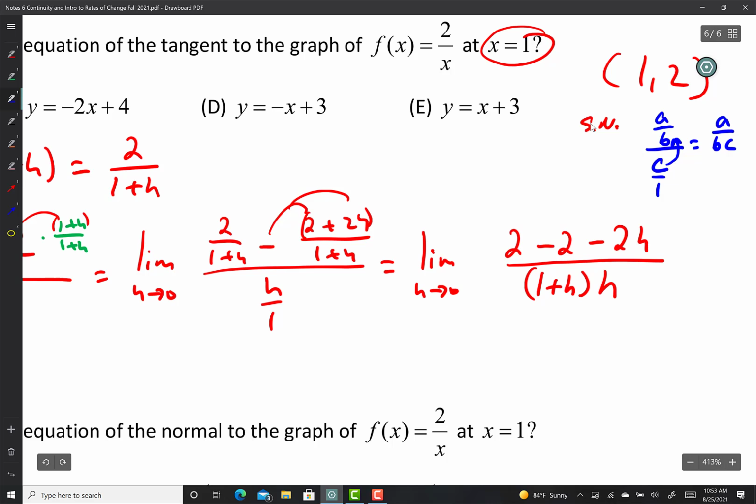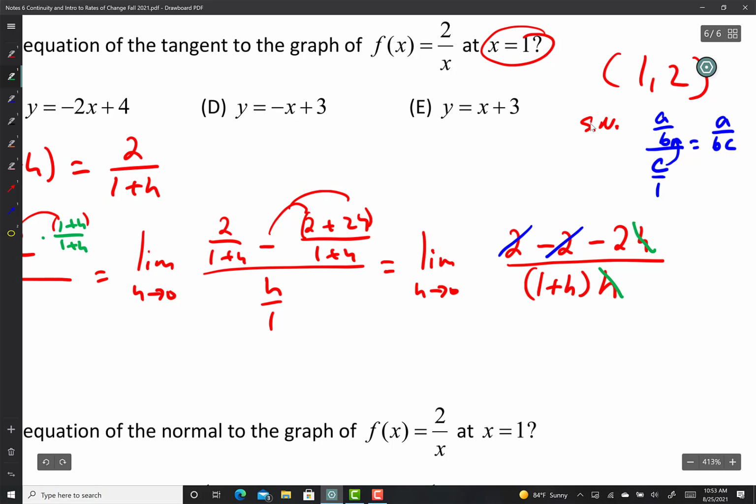What zeros out in the numerator? The 2's. So always cancel those out first, because you cannot cancel the h first. But always do that first, and then the only thing you have left is that 2h. Now I can cancel out a what? An h. Now you can cancel it out.